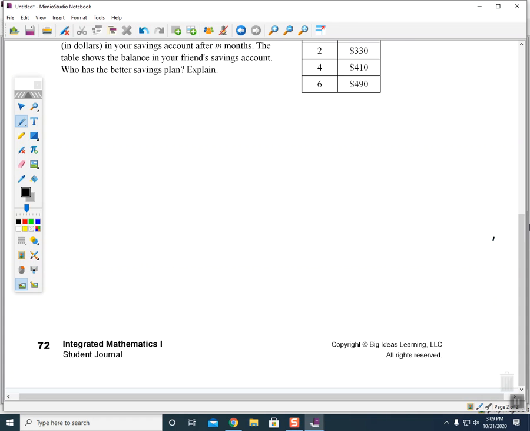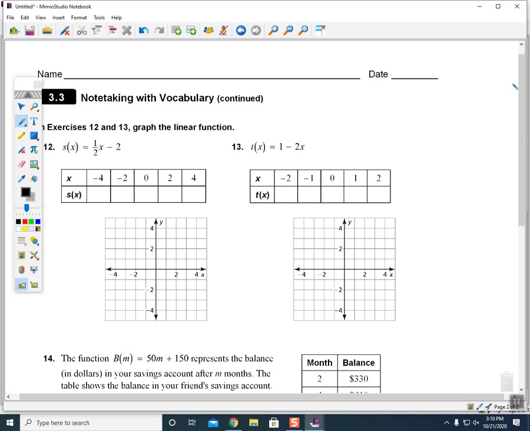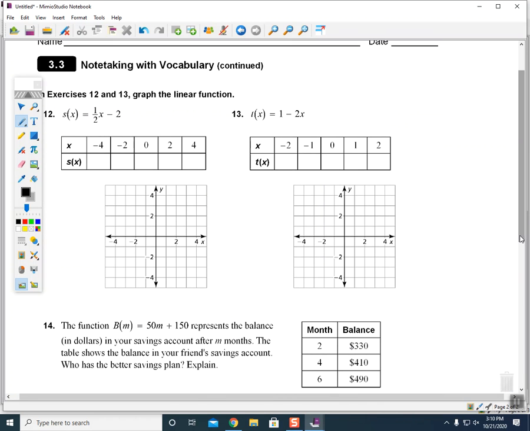So, here we go. All right, we are going to graph the linear function. First, we need to fill in our table. So, s of x equals 1/2 x minus 2. I need to figure out when x equals -4, what does s of x equal? So I have 1/2 times -4, which is going to give me a -2.